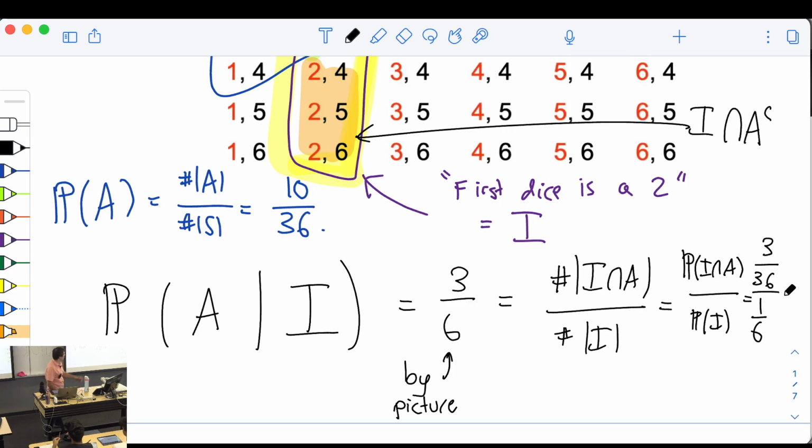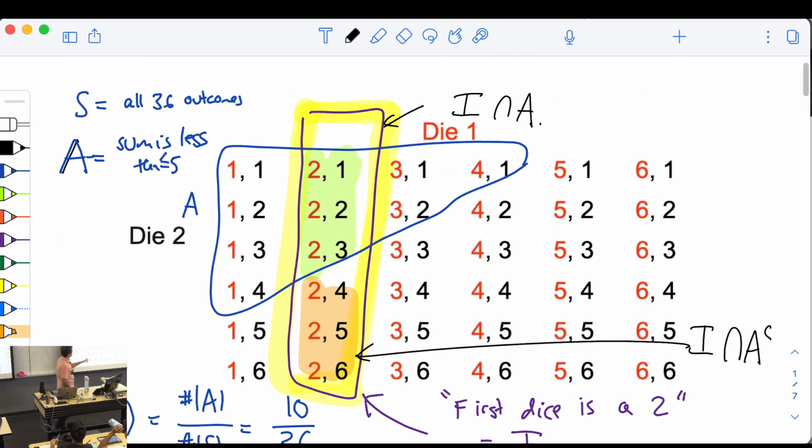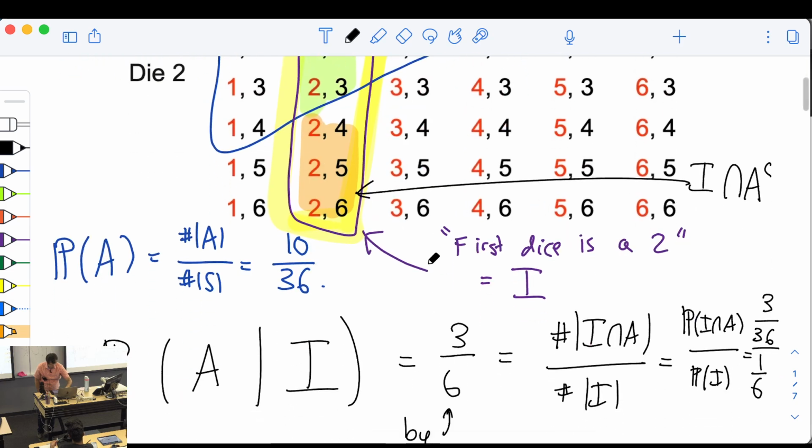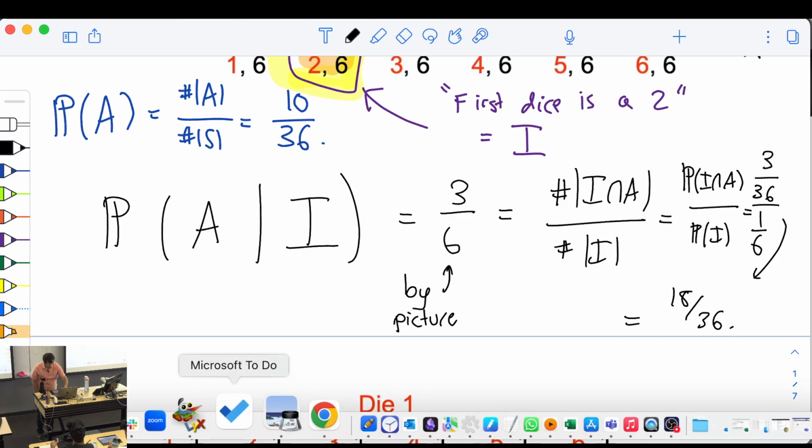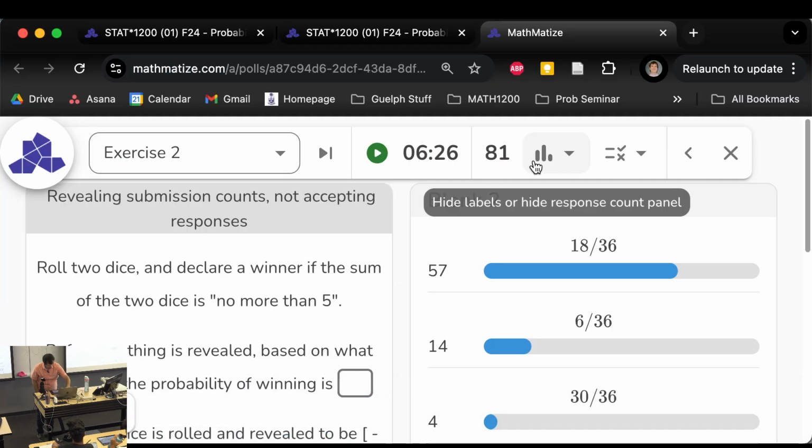So you could have gotten 3 out of 6 directly by looking at it. You could have counted the things and done 3 out of 6 that way. Or you could have used the formula and done 3 out of 36 divided by 1 out of 6. 1 out of 6 being the chances of I happening at all, and 3 out of 36 being these 3, right? From I intersect A. And either way you do it, it should simplify to the same thing, which is 3 out of 6, also known as, if you simplify this one, you'll get 18 out of 36. And that's why in Mathematize, that was an option.